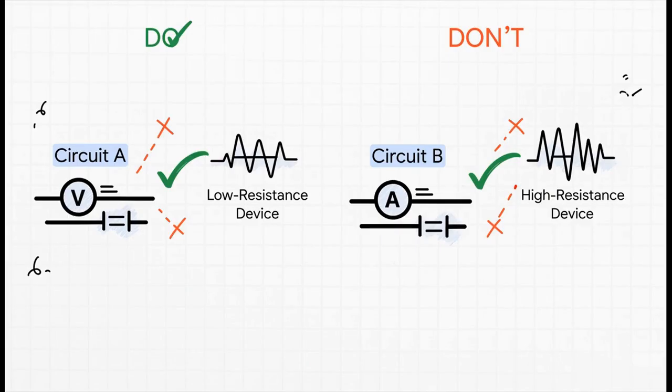So the takeaway here is that there's no single best circuit. It's all about using the right tool for the job. The rule of thumb is pretty simple. Circuit A, where you measure voltage, is your go-to for low-resistance devices. And Circuit B, where you measure current, is what you want for the high-resistance ones. Match the circuit to the DUT.